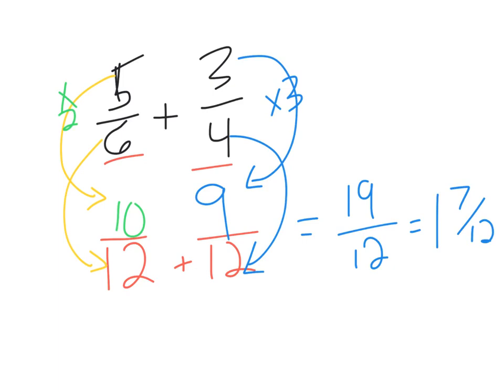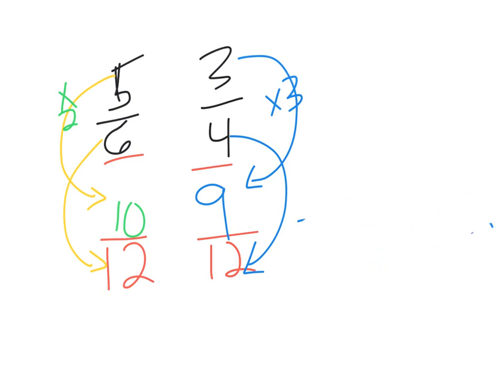With subtraction, we would have had to do the same thing. Let's say this was a subtraction problem instead, so I'm just going to erase that plus sign and erase my answer. So if this was subtraction, we would have done the same thing, found our common denominator to be 12, changed 5/6 to 10/12, changed 3/4 to 9/12. The only difference is I'm subtracting my numerators now, so I would get 1/12.